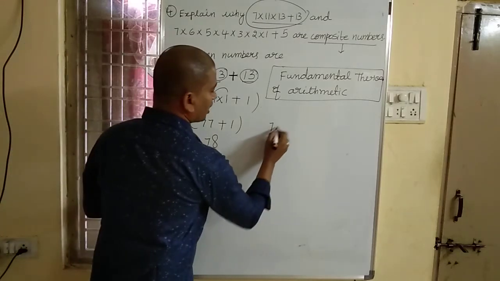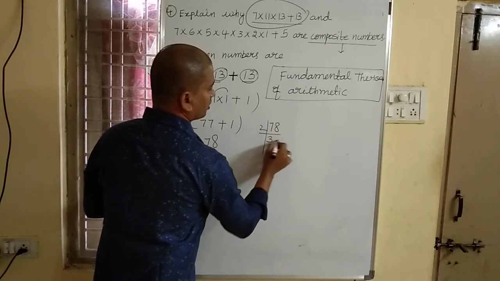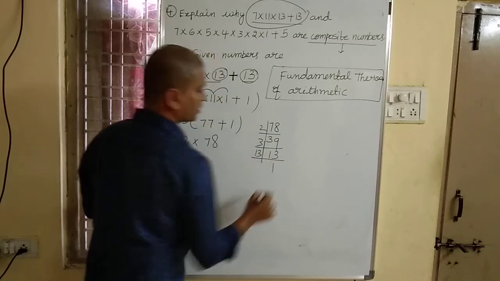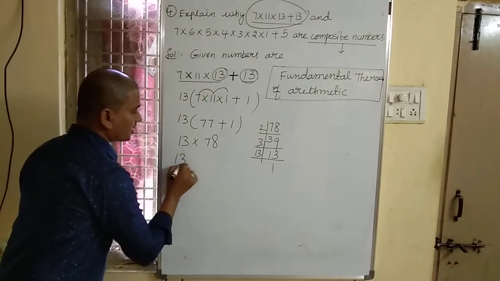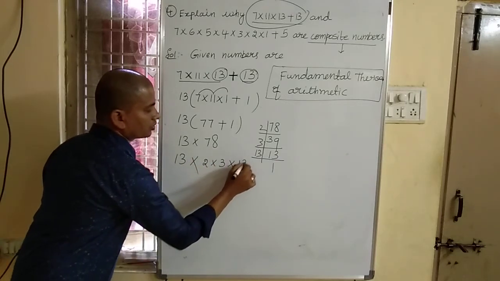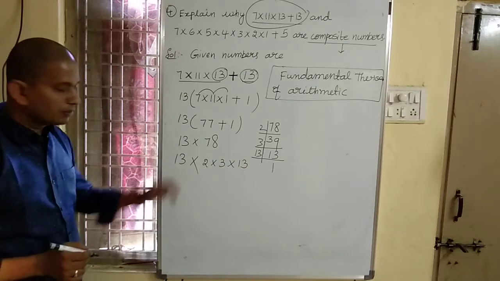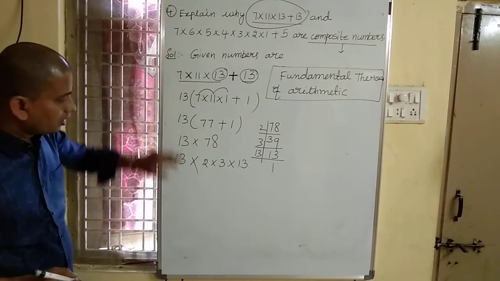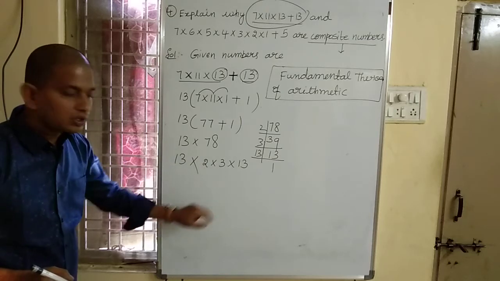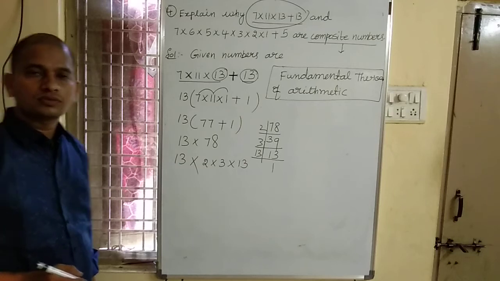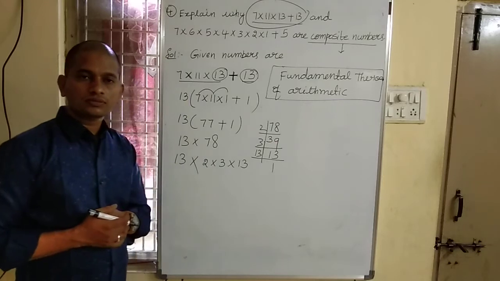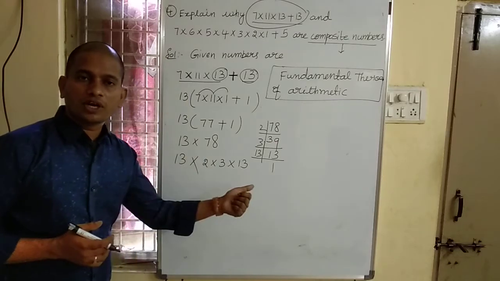How can I write 78? 2 times 3 is 6, 2 times 9 is 18, 3 times 13 is 39, 13 times 1 is 13. So 13 as it is you write down. 78 I can write as 2 into 3 into 13. If you observe here, this given number we expressed as a product of primes. Here 2 is a prime number, 3 is a prime number, 13 is also a prime number. What we did, we expressed it as a product of primes.